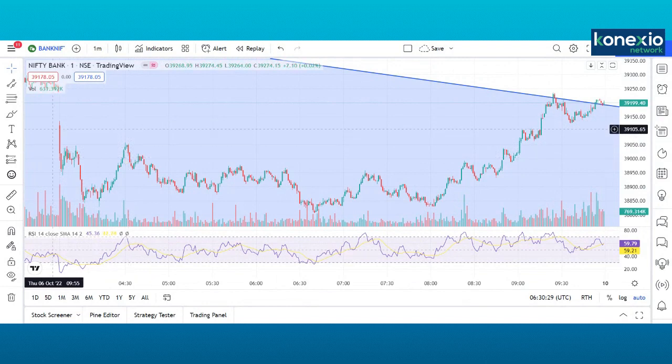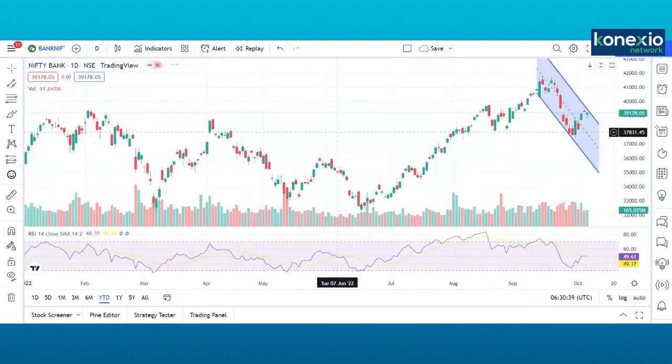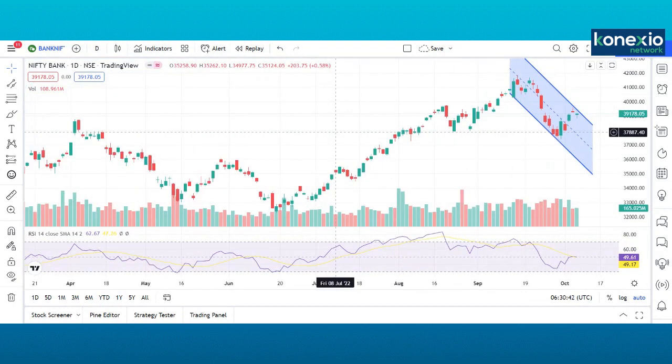Throughout the day, after opening gap down, Bank Nifty remained with a negative bias, and in the fag end, it started rallying and ended on a positive note. It was a slightly positive note, but it has ended on a positive note. So, which clearly indicates that at lower levels there has been strong support coming in Bank Nifty.